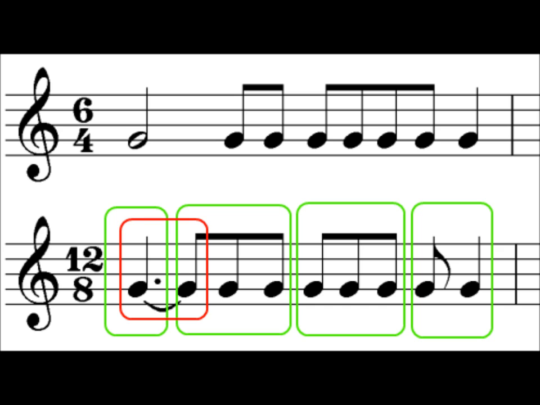Remember that when there is a tie, the second of the tied notes will be the start of a new main beat or a new block, and that if there is a break in the beam, this will show you where a new main beat is going to start as well.